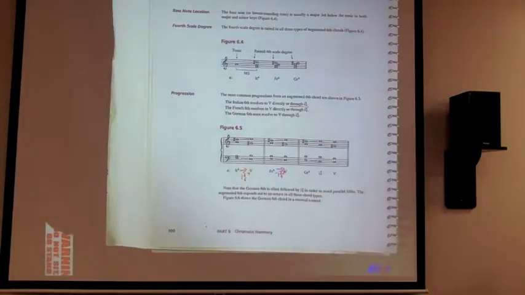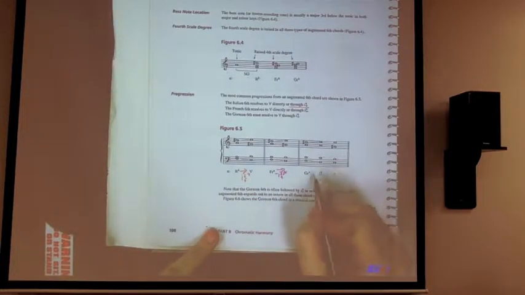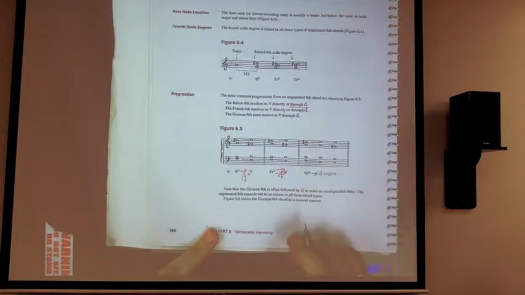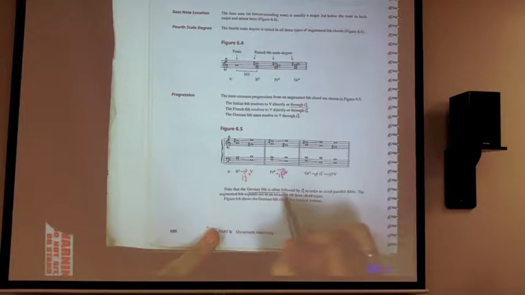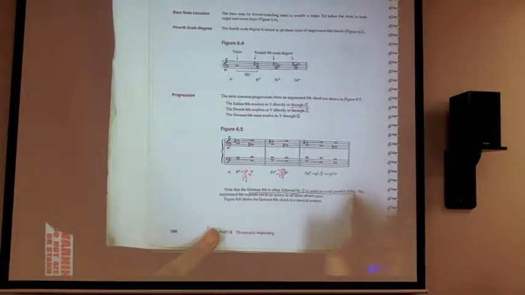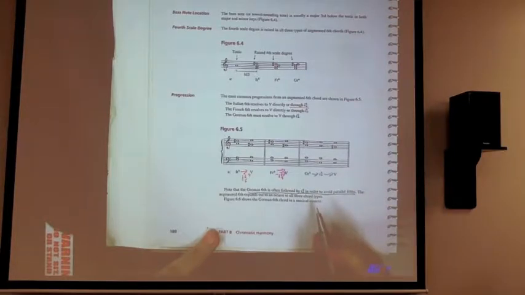Now, German has to go through 164. It does not have an option. It will not go directly to 5. It'll go to 164, and then it will always go to 5. All right? And this is because German 6 chords will often be followed by 164 in order to avoid parallel fifths. Okay?